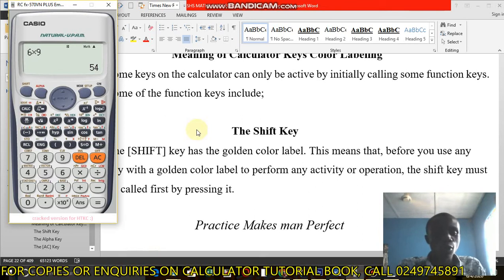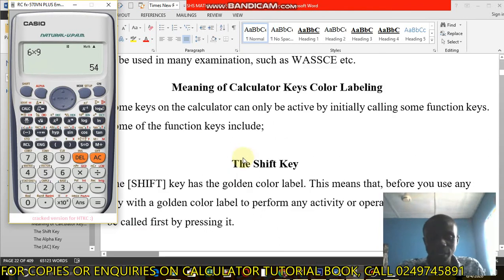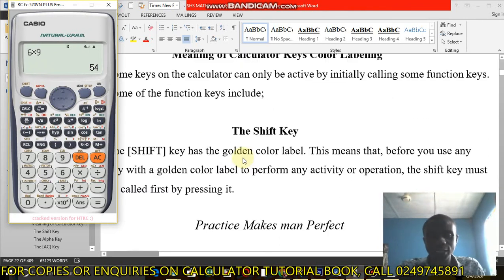People really do not even know that before you enter any key on the calculator that has a golden color label, you have to press the shift key first. Others also do not know that before you press any key on the keyboard that has a pink color label, you should press the alpha key first. Now, let's get familiar with the shift key. What is the shift key?